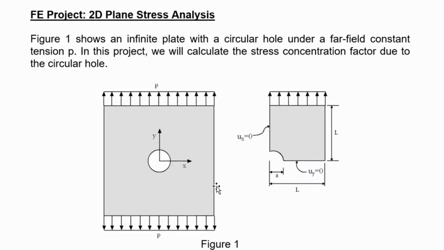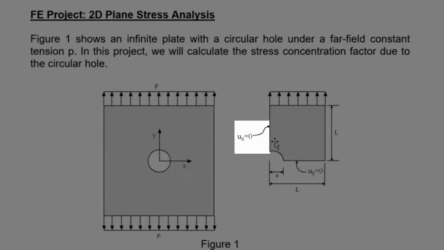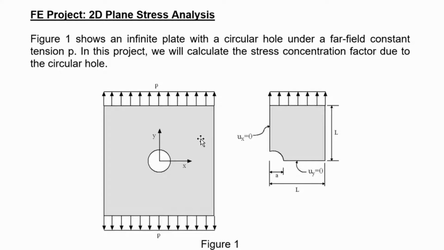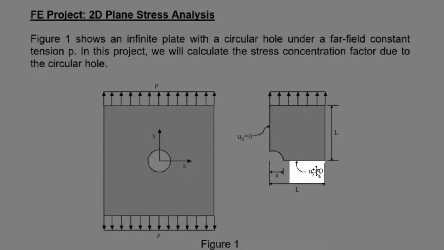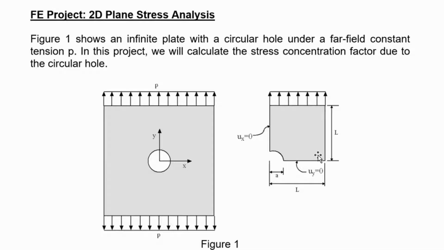Since the plate is symmetric about both the x and y axis, we can simplify the problem into one quadrant. To account for the symmetry, we will apply the constraints to the quadrant. For the y-axis symmetry, we constrain the left face so that it cannot move in the x direction. For the x-axis symmetry, we will constrain the bottom face so that it cannot move in the y direction.